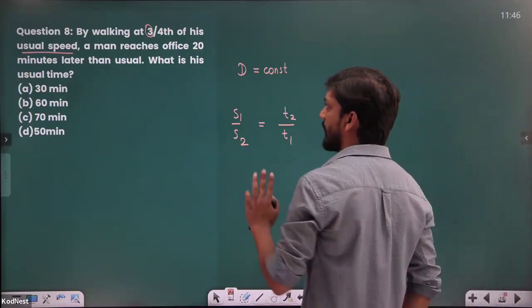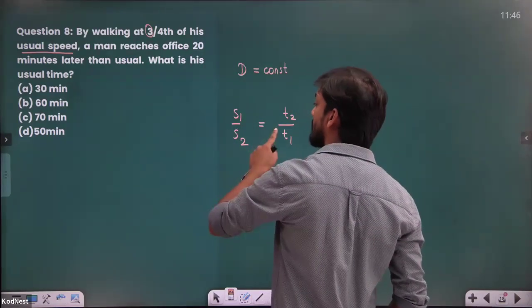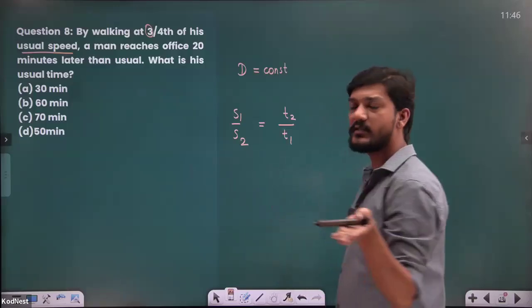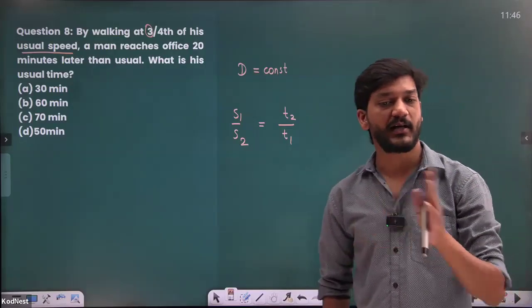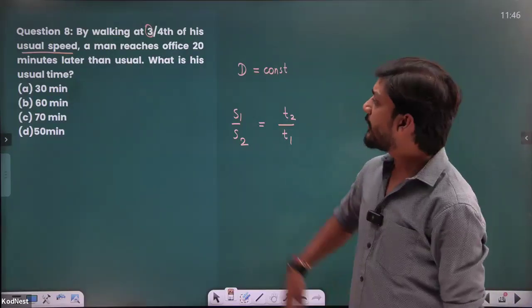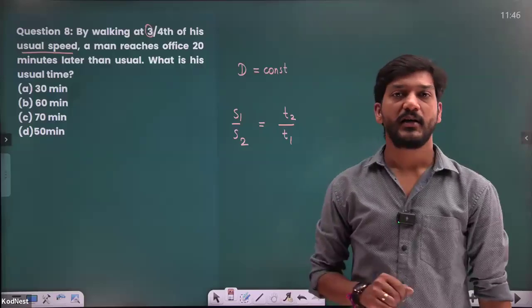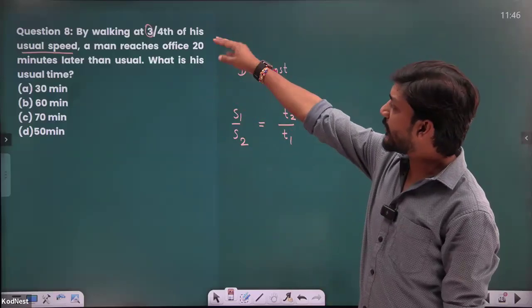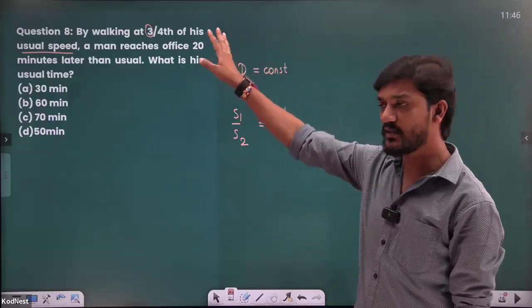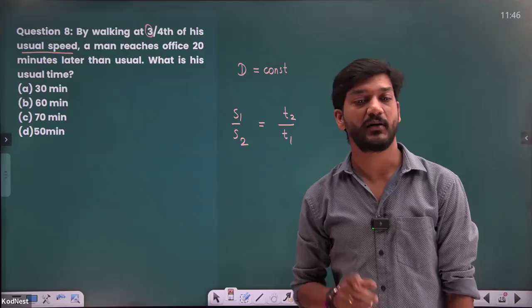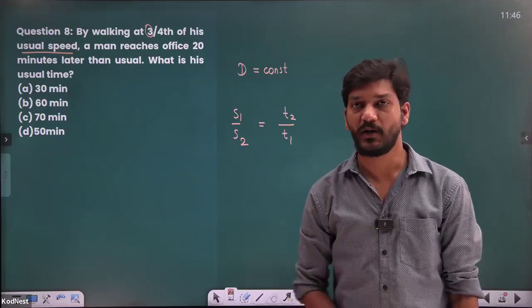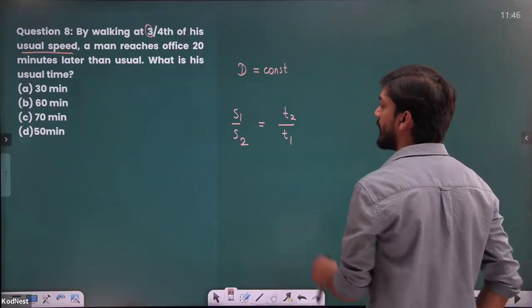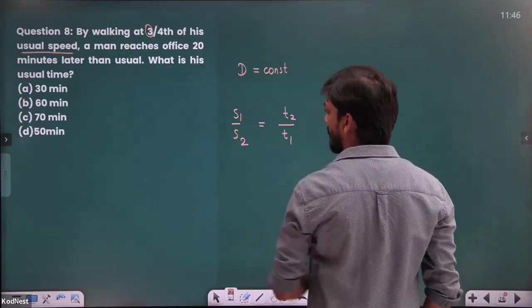Okay. Now, why I'm not writing that formula, distance equals speed into time? They are not asking us distance. Speed is not given. The 3 by 4 relation is given, but speed is not given. Relation is given. So don't apply. This is better. So S1 by S2.